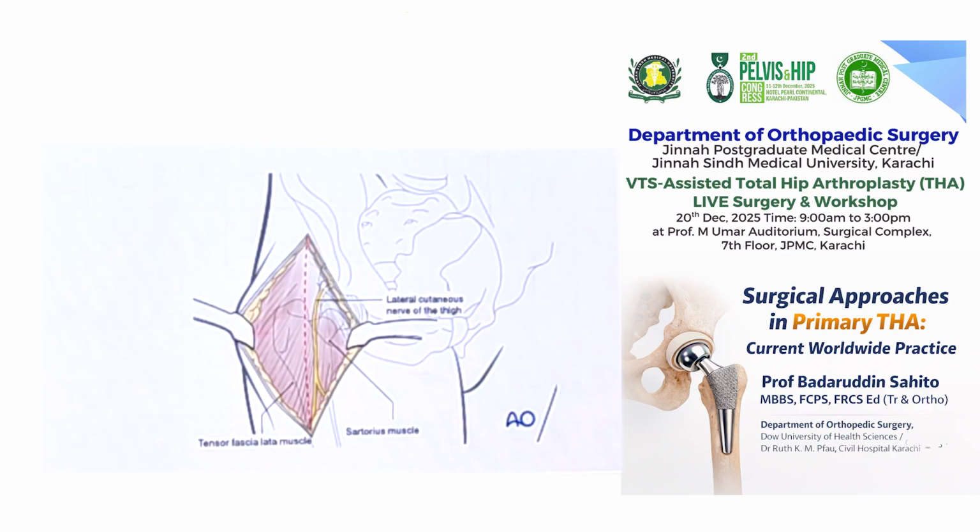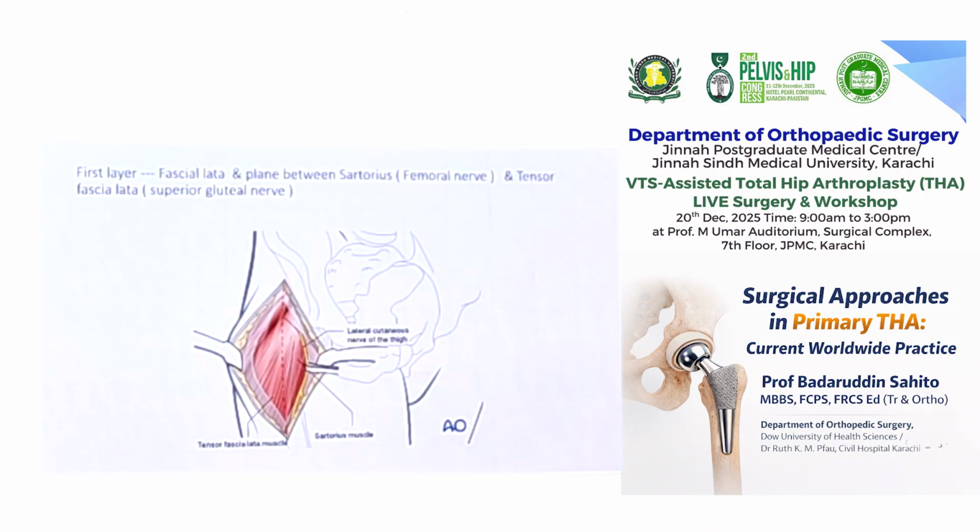fascia. What is the beauty in this plane? After opening this, identifying the lateral femoral cutaneous nerve of the thigh, you will need to identify sartorius and tensor fascia lata. So you will find two muscles, sartorius and tensor fascia lata, and nothing to cut. Just make a plane in between both and find the second layer. And if you see, the femoral nerve supplies the sartorius and tensor fascia lata is supplied by the superior gluteal nerve. So it's a pure internervous plane approach, and you don't damage either of the nerves.